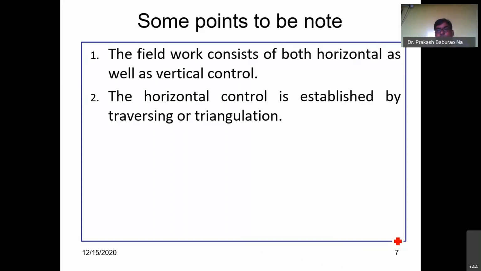Then horizontal control is established by doing the surveying. Traversing is one of the techniques. Traversing may be classified under two categories: open traverse and closed traverse. Triangulation is also a part where it covers the whole area. It has three sub-classifications: primary triangulation, secondary triangulation, and tertiary triangulation. It depends on the area. That is, on the first day's lecture, Professor Jadhav explained that a 250 square kilometer area would be possible to cover and prepare the map.